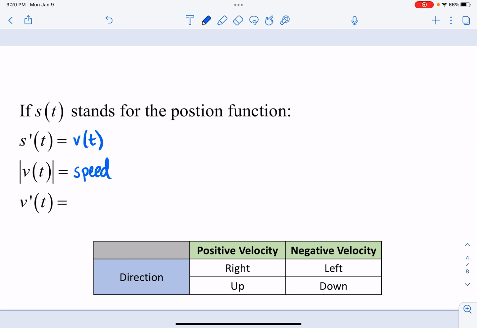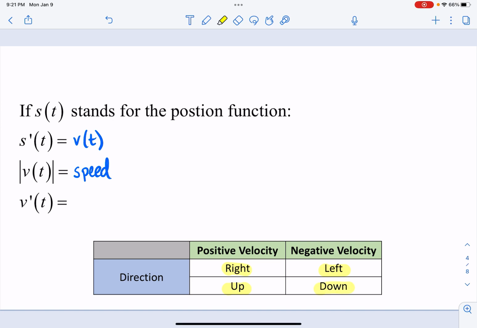Think about a speedometer, okay? A speedometer just tells me how fast I'm going. Remember, velocity gives us direction and how fast I'm going. So looking down at this chart, if I have a positive velocity, I'm moving right or up. If I have a negative velocity, I'm moving left or down.